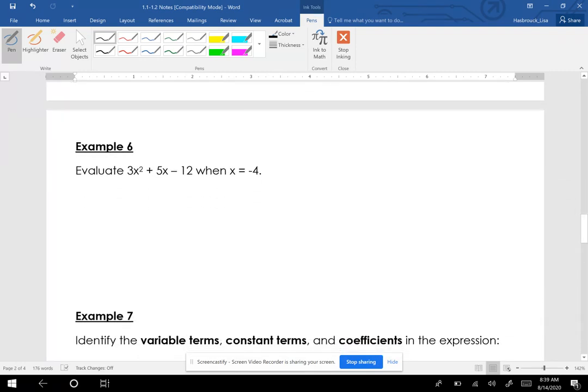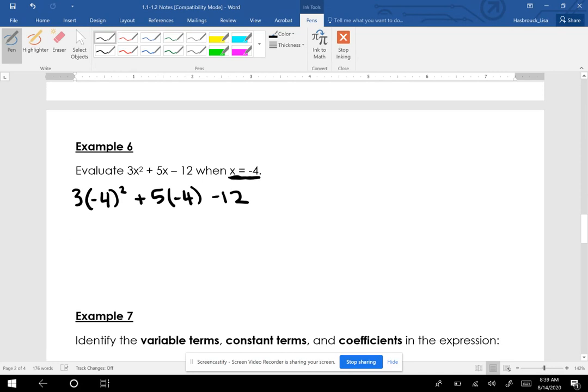In example 6, we're going to evaluate 3x squared plus 5x minus 12 when x equals negative 4. So the first step for this is we need to substitute for that x. We're going to make every x a negative 4. So we have 3 times negative 4 squared plus 5 times negative 4 minus 12.